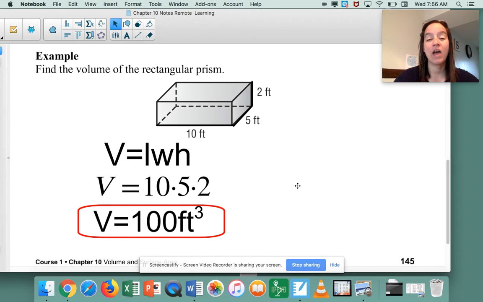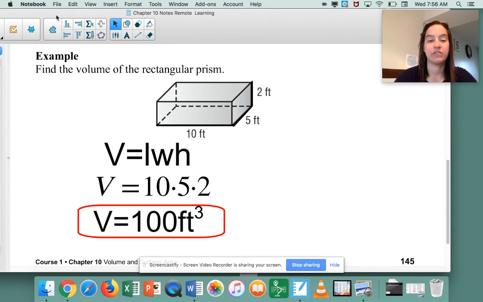So my volume, like I said before, is the units cubed. So here you'll see it is 100 feet cubed. Cubed means that the exponent up top is to the third power.